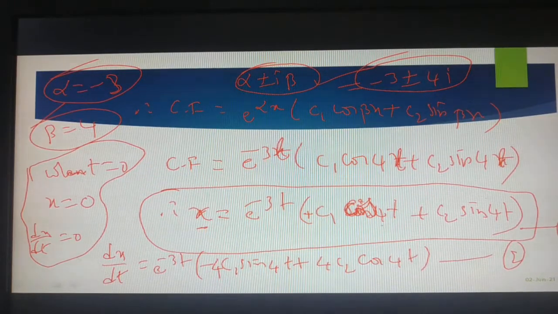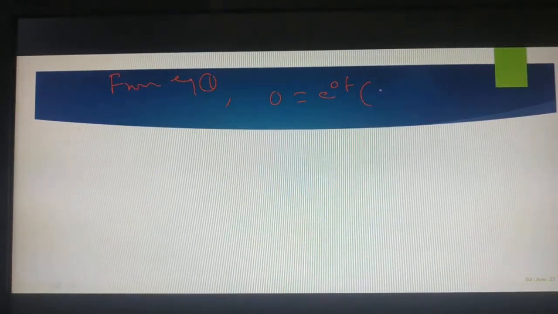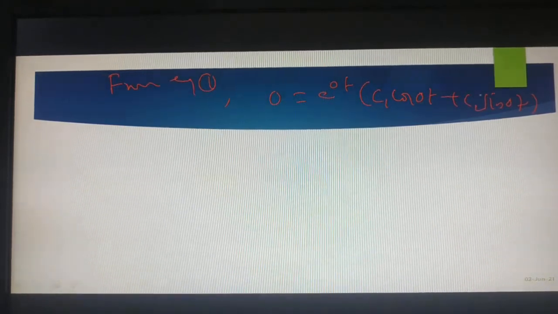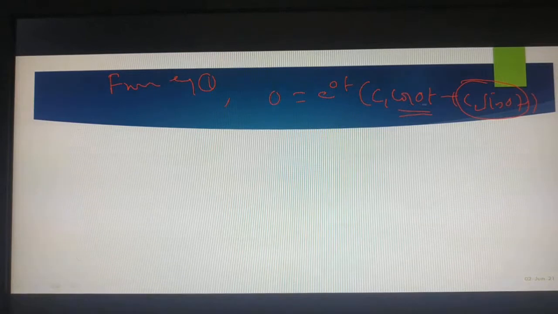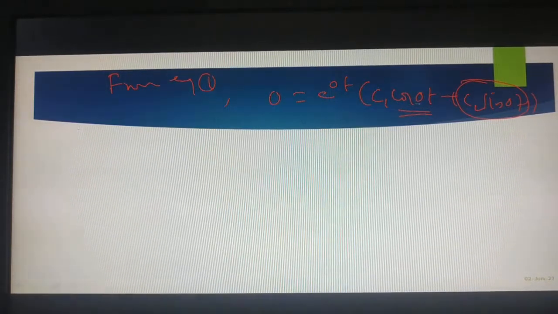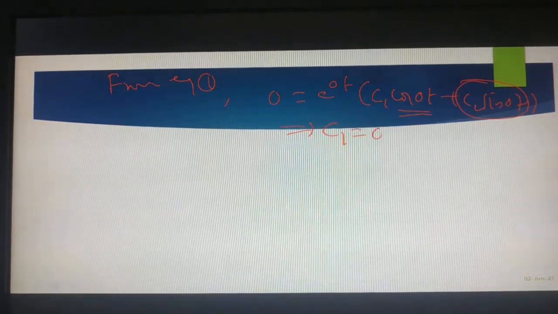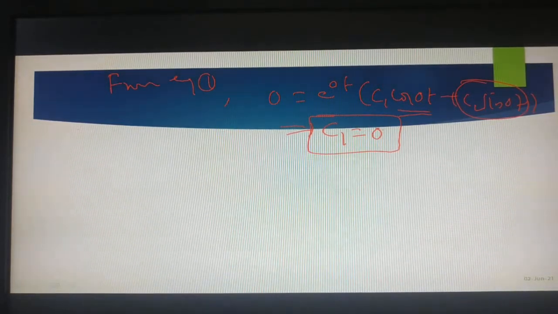So cos 0 value is 1. What we are getting: e power 0 (c1 cos 0 plus c2 sin 0), and this is 0. Cos 0 value is 1. So from this we are getting c1 is equal to 0, since e power 0 means that is 1. Right? Correct?